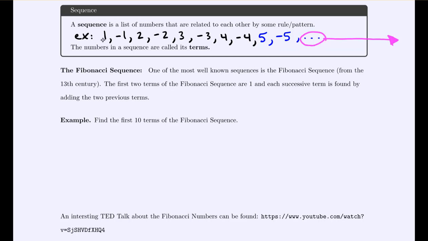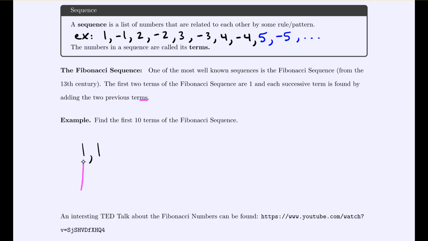So this is an example of one type of sequence where we can describe the rule or pattern linking all the terms of the sequence. Now, one particularly famous sequence is the Fibonacci sequence, which has been well known since the 13th century. An easy way to describe the Fibonacci sequence is to say that the first two terms of the Fibonacci sequence are 1. So it starts with a 1, and then a 1, and then the rule or pattern that links the remaining part of the sequence is that to find the next term in the Fibonacci sequence, you would need to add the two previous terms.